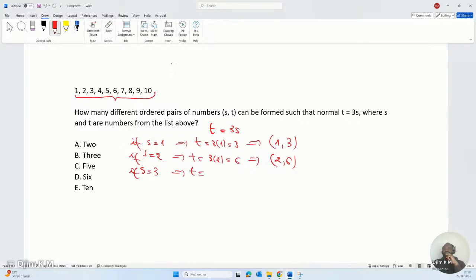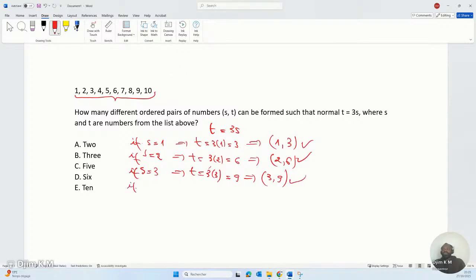So we need to find the value of T and find out if it will also be part of the list of numbers. So T will be equal to 3 times 3, which is 9, and there will be 3, 9, like this. Okay, so this is okay, this is okay, this is okay.